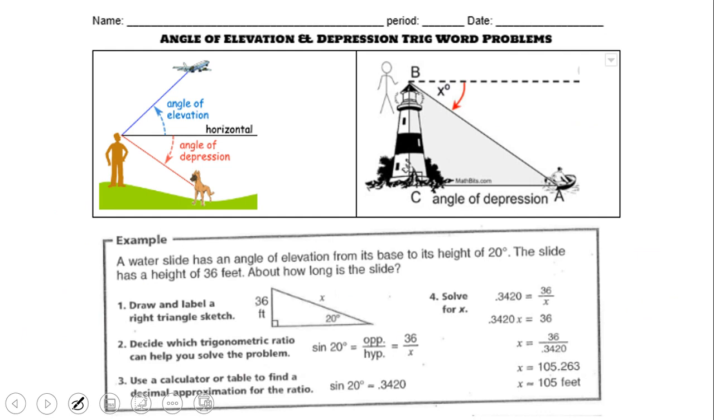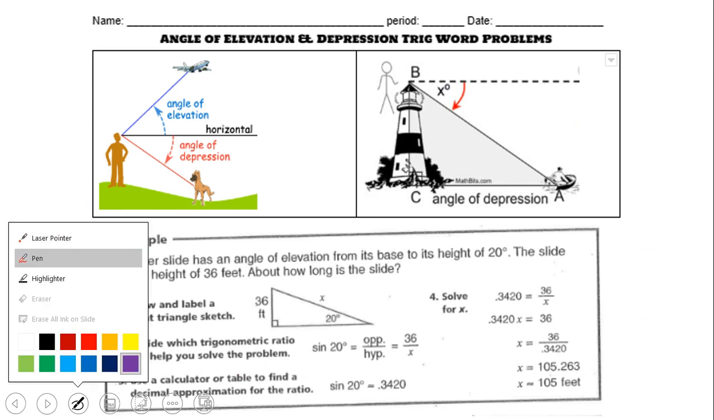So really quick, we'll see that this example says a water slide has an angle of elevation from its base to its height of 20 degrees. The slide has a height of 36 feet. The question is, about how long is the slide? And this one's already worked out.